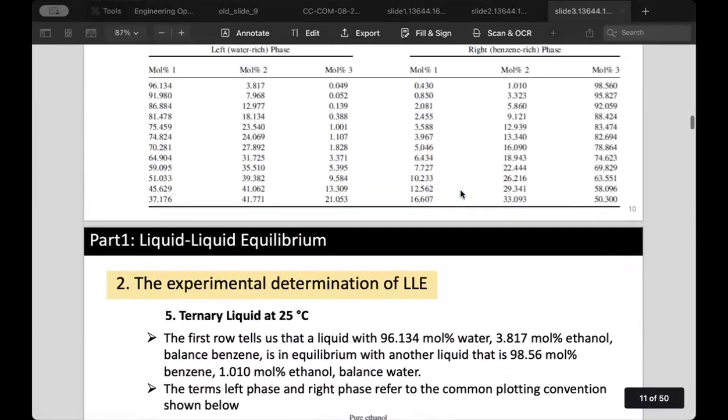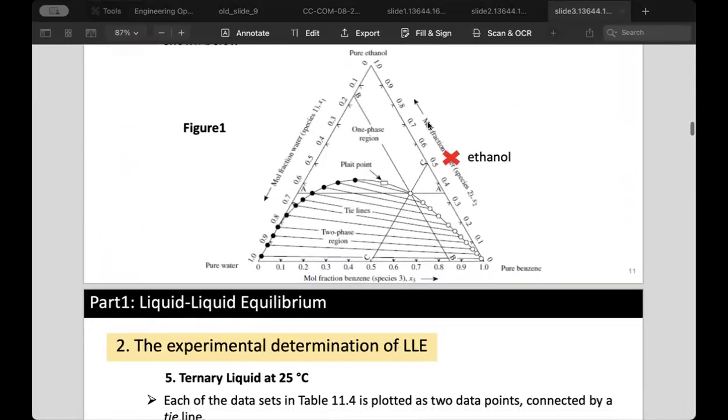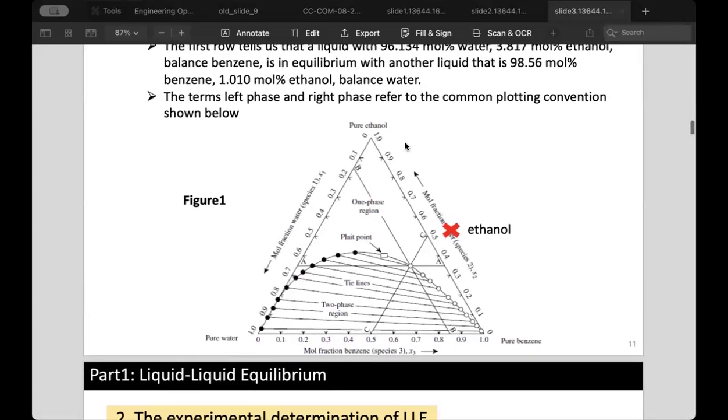We can plot this data in this form. One on the left hand side. As I told you, for one equilibrium we have 2 points, right? Different phases. On the left hand side and on the right hand side. They are the same equilibrium point.